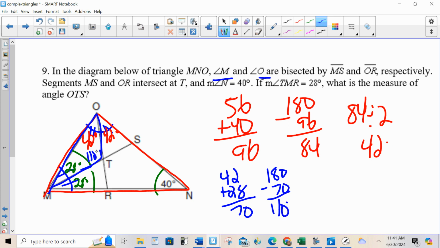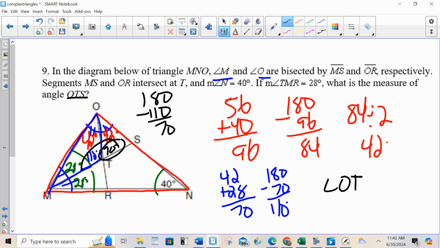Now that I have that, I have a linear pair. 180 minus 110 is 70. I think I've answered the question. OTS is 70. And in case you're saying, well, Mr. Schlansky, how are you seeing all of this? You have to look.